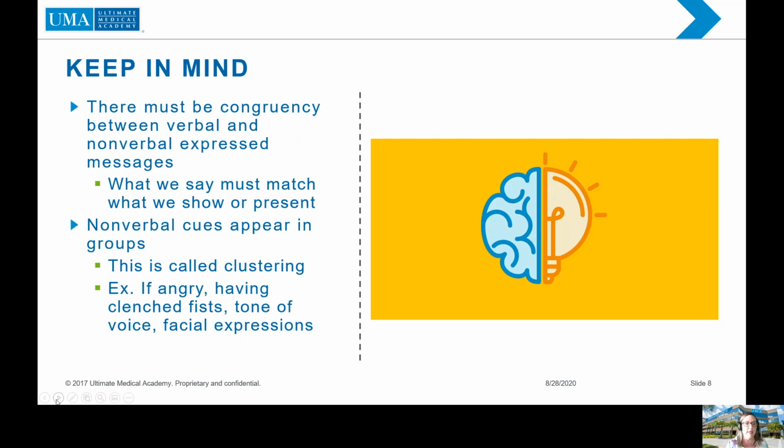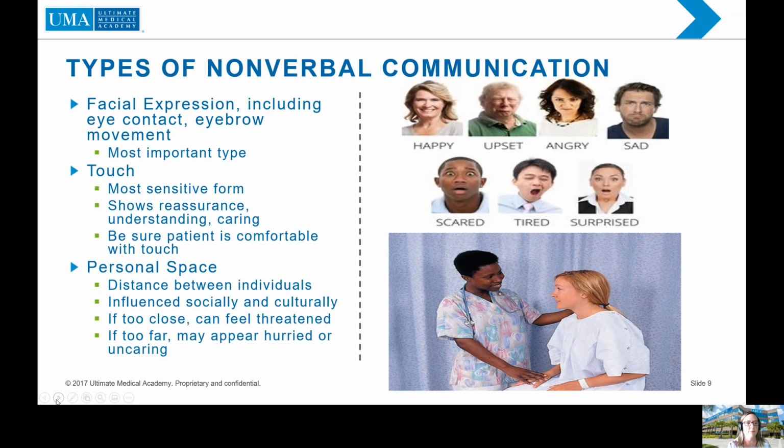So keep these things in mind. There must be congruency between verbal and nonverbal expressed messages. So what I mean by that is what we say must match what we show or what we're presenting, okay? Nonverbal cues appear in groups. So you might have just a single nonverbal cue, or you might have a group of them, which is called clustering. So for example, if someone is angry, they may have clenched fists, their tone of voice may drop down, might get a little sterner, their facial expressions are going to change. So those are three different gestures or three forms of nonverbal communication, and that is called clustering.